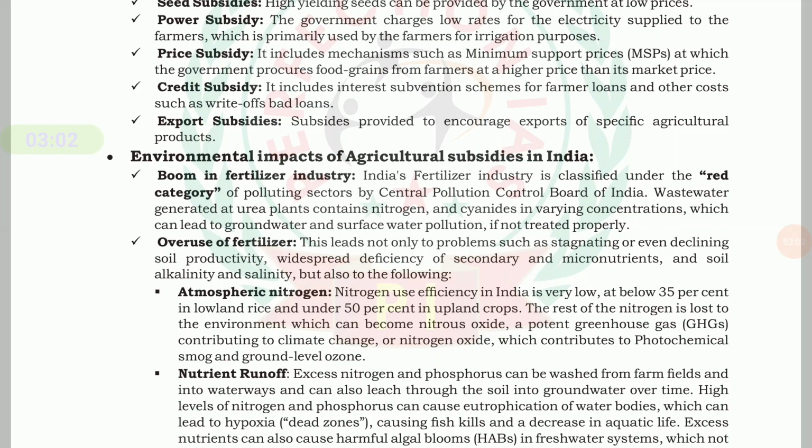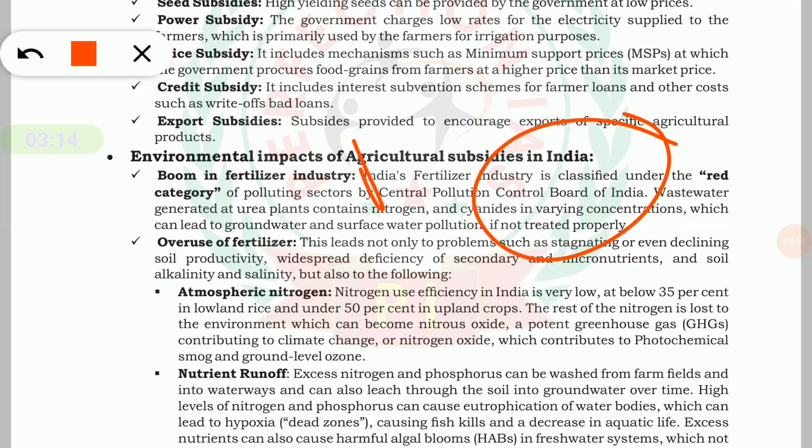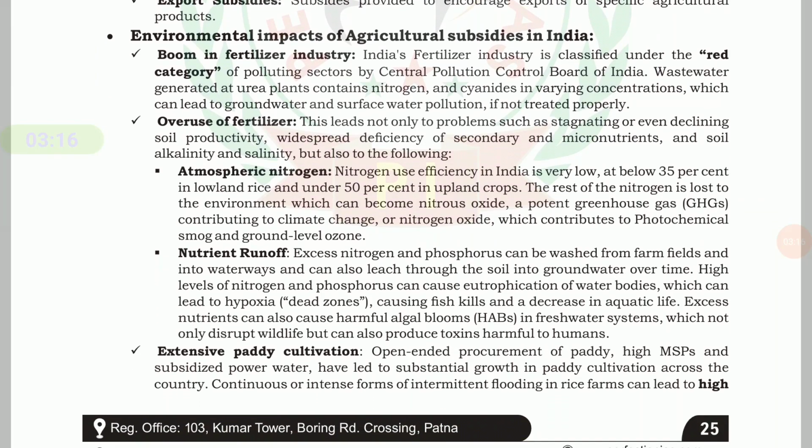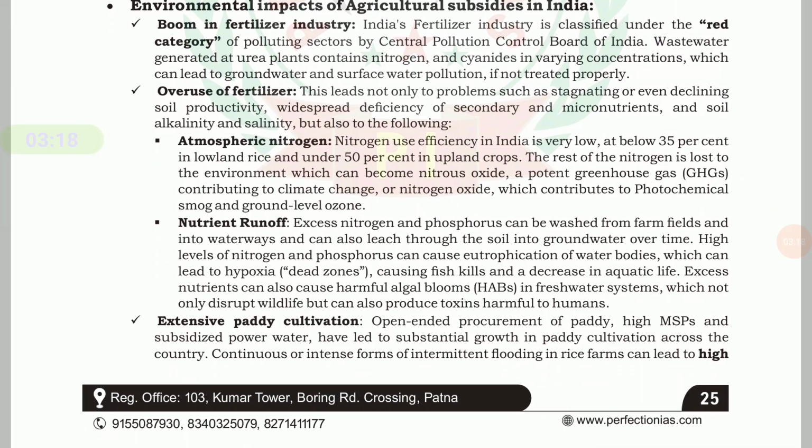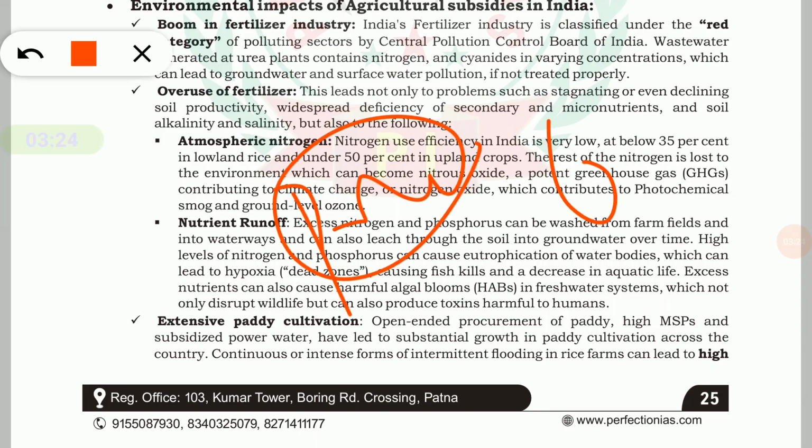Now what are the environmental impacts? The first is that there has been a boom in the fertilizer industry, and as per the Central Pollution Control Board (CPCB), the fertilizer industry has been categorised as red category. It is very much dangerous. What happens is, due to the subsidies, there has been an excessive use of fertilizers, which not only reduces productivity but also leads to land degradation.